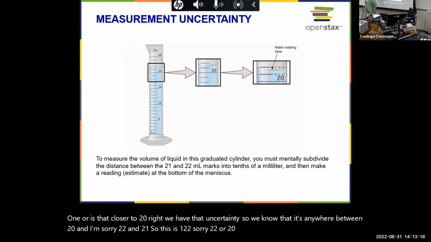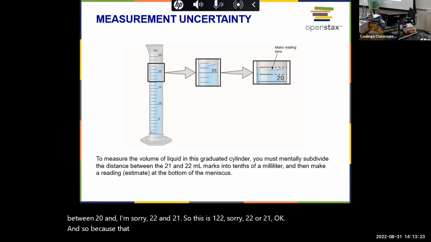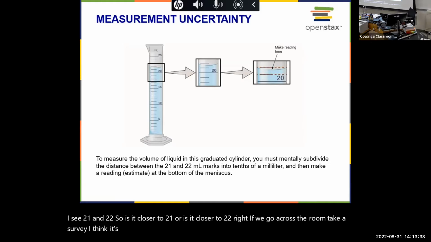Because that meniscus is anywhere between 21 and 22, is it closer to 21 or closer to 22, right? If we go across the room and take a survey: oh no, I think it's closer to 21. No, I think it's closer to 22. But we can agree that there's some uncertainty involved, right? We're not sure about that.